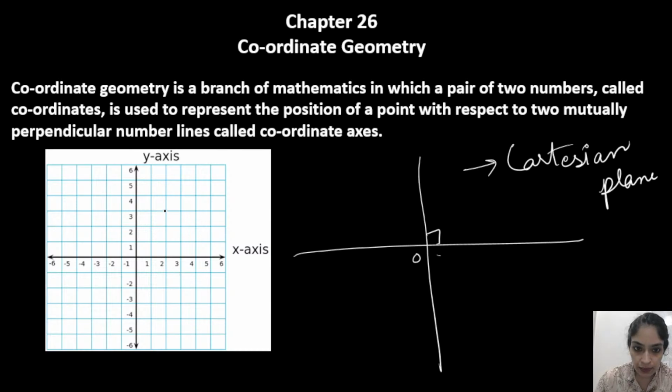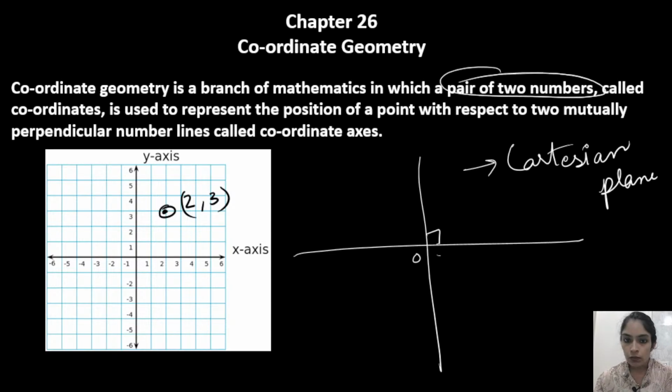So that study we are going to do. Like suppose here some point is there. This point is 2, 3. I'll teach you how to locate points also. So basically, we are going to study about pairs of two numbers. A pair of two numbers will look like this, like I've mentioned 2, 3. In this chapter, the chapter is entirely about these types of pairs.